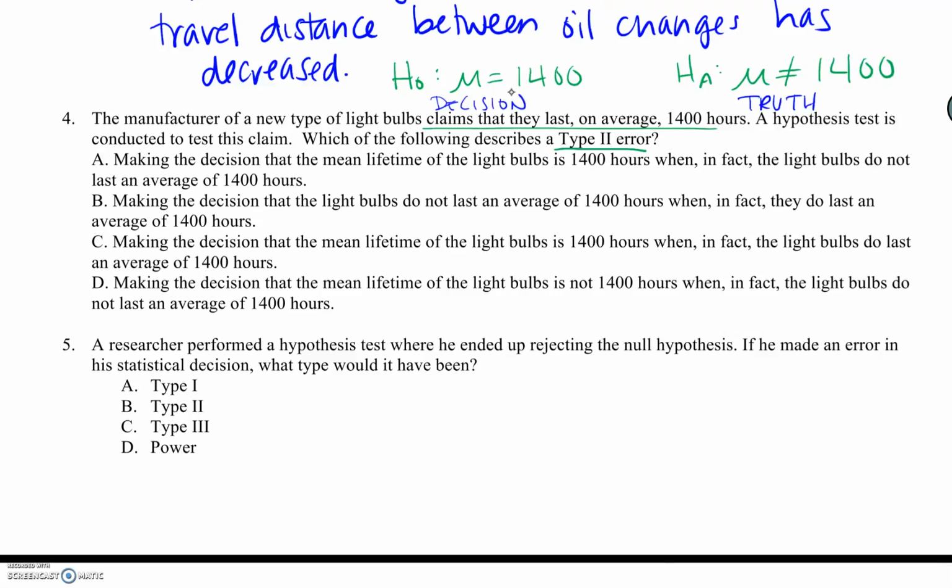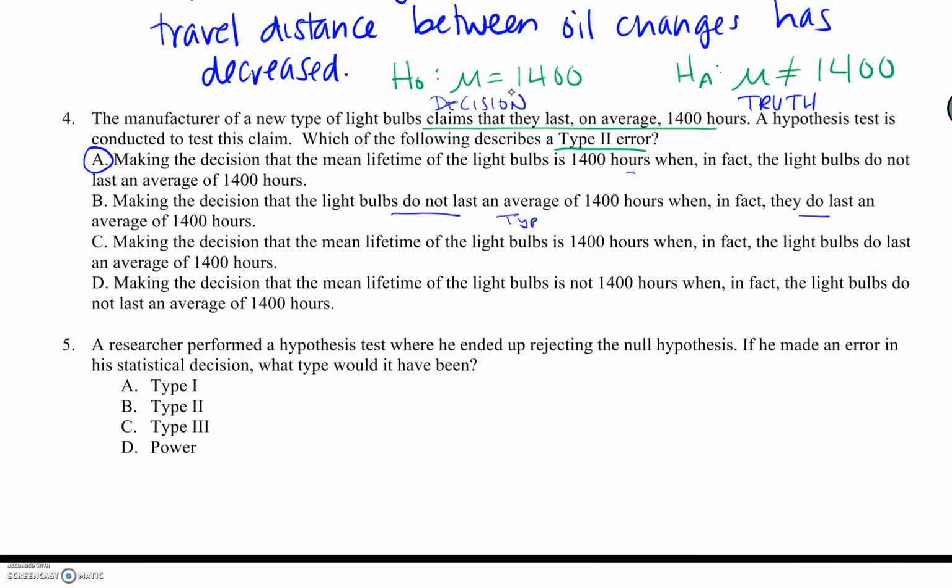So all we need to do is find a sentence that says we decide that they do last 1,400 hours, but it turns out the truth is that they don't. So making a decision that the mean lifetime is 1,400 hours, that looks good, when in fact the light bulbs do not last. Ding, ding, ding. Reading through them now just to make sure. Making this decision they do not last when in fact they do.